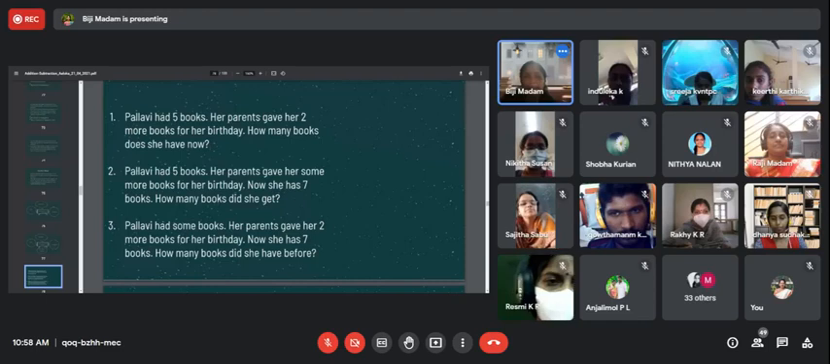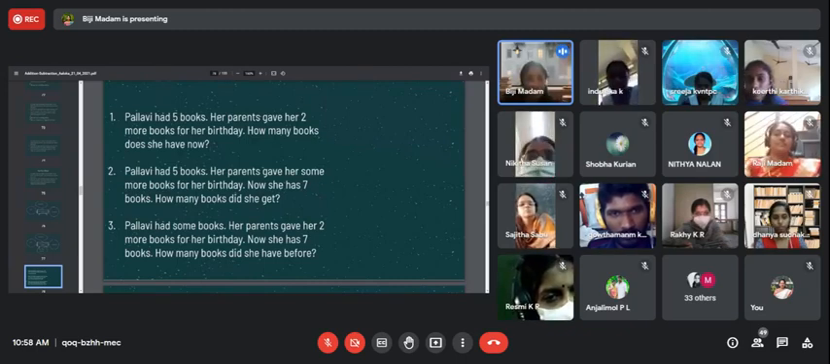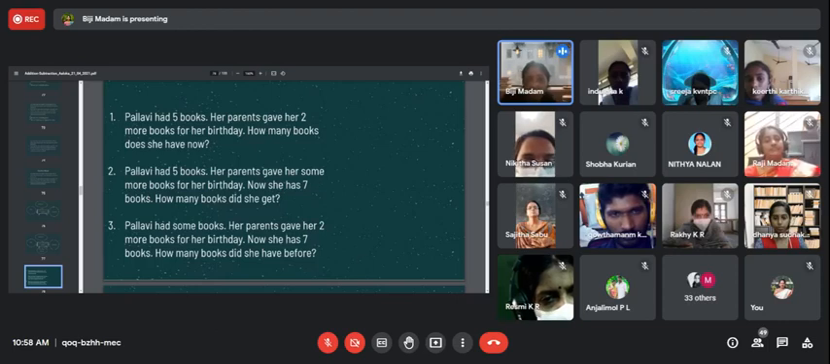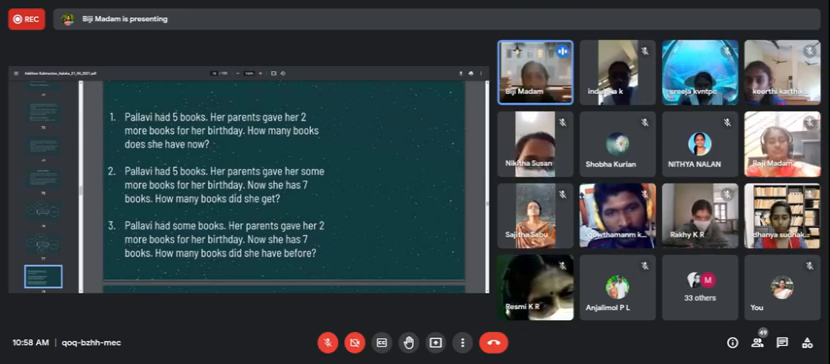Now here we have another set of questions. Pallavi had 5 books. Her parents gave her 2 more books for her birthday. How many books does she have now? So 5 was given to her, 2 more extra was added to it, and the total is asked. And the next question is, Pallavi had 5 books. Her parents gave her some books. That amount is not known, and now she has 7 books. So how many books did she get?